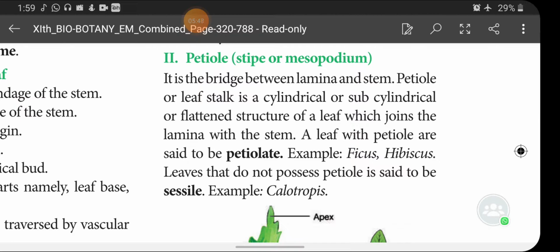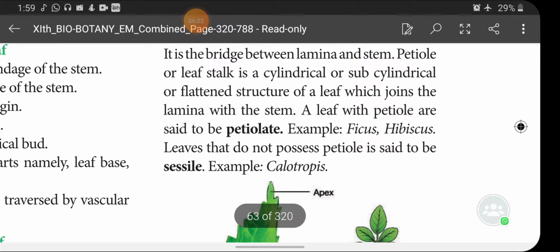Which joins the lamina with the stem. Okay. Petiole, you know very well, it is a bridge between the lamina and stem. It is a leaf stalk, a cylindrical or sub-cylindrical or flattened structure of a leaf which joins the lamina with the stem. A leaf with petiole is said to be petiolate. Example, Ficus, hibiscus.